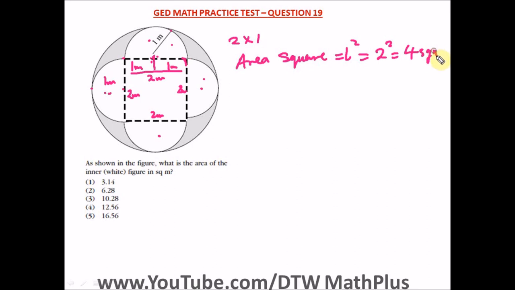So let's just drop this. We're going to add it to the area of the semicircles. Here we have how many semicircles? We have 1, 2, 3, 4. And if you join 2 semicircles together, what are you going to have?